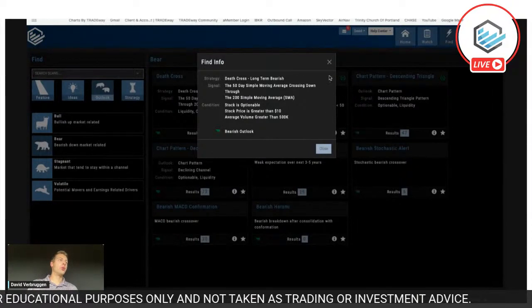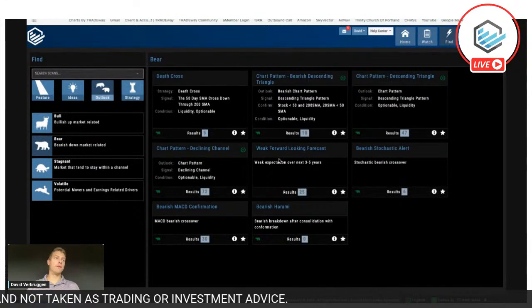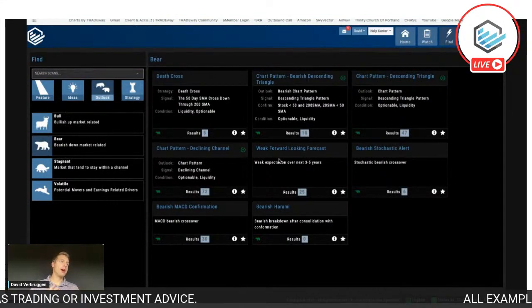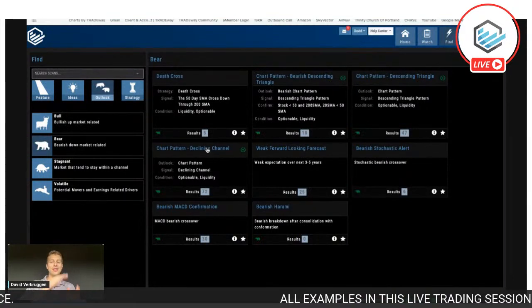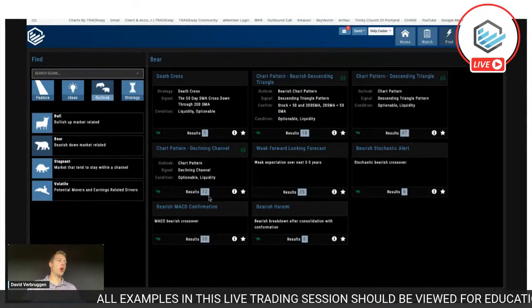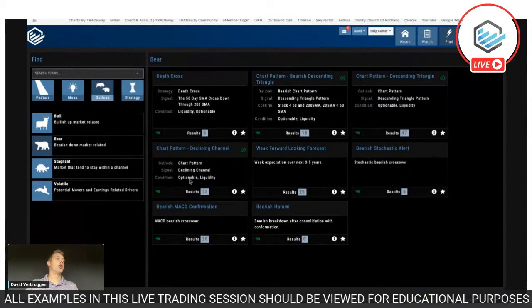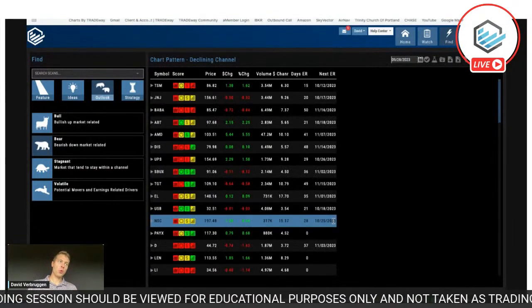It's all listed here, what it is and what the platform is looking for. But you know me by now, I like to look at the chart pattern declining channel. It's essentially a downtrend that we're looking at, right? And there's more results in here, so there's more stocks to pick from. So 72 different ones. We're going to click on that.